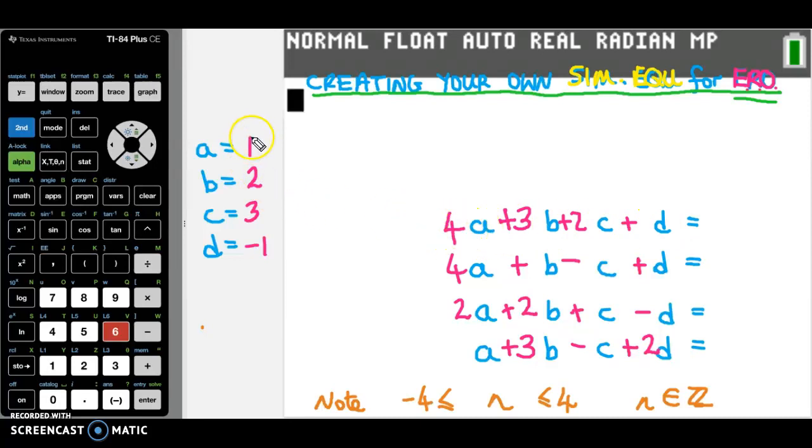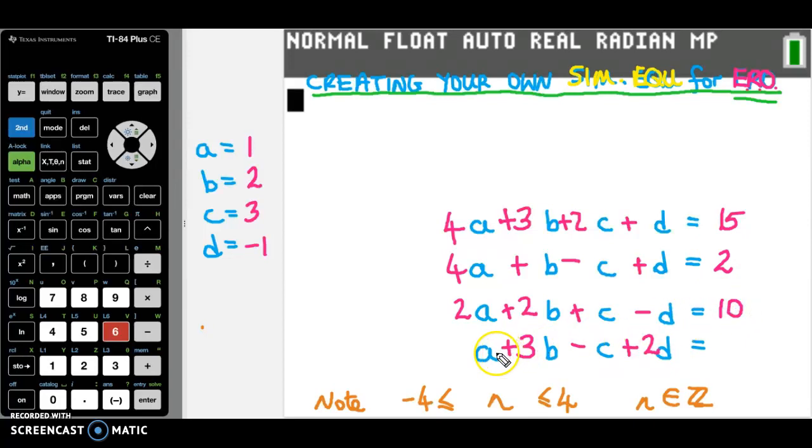So 4 times 1 is 4, plus 3 times 2, that becomes 6, and 4 and 6 makes 10. 3 times 2 is 6, that makes 16. Take away 1 is 15. This is the most likely place that you're going to make an error. So I go through all of those, and I've done them all already.